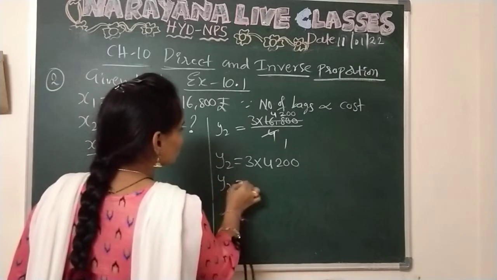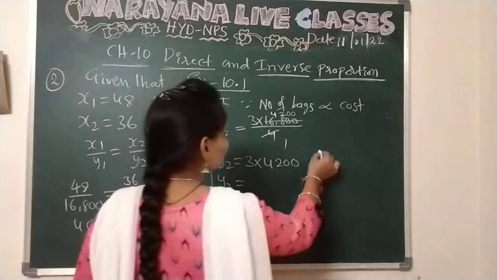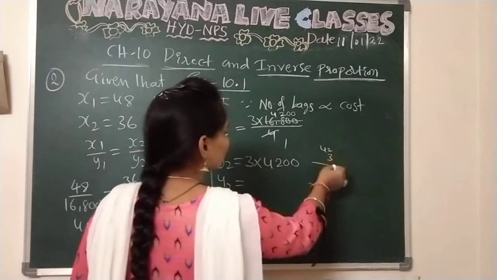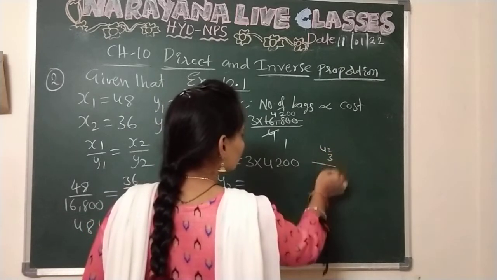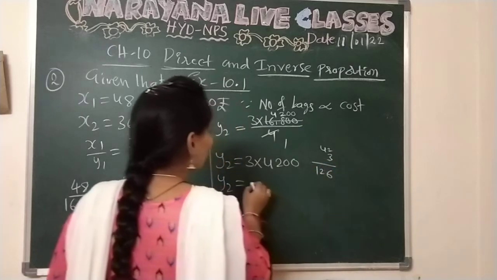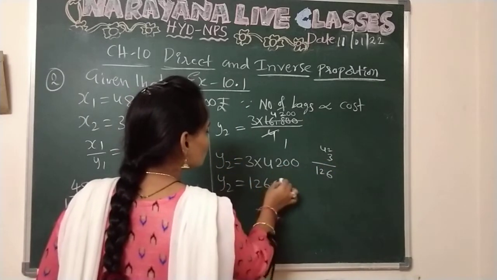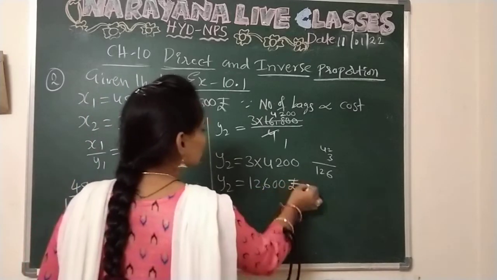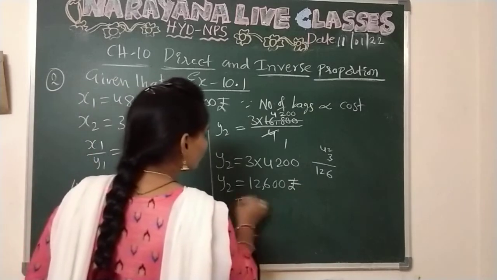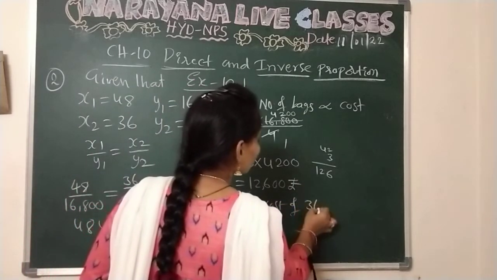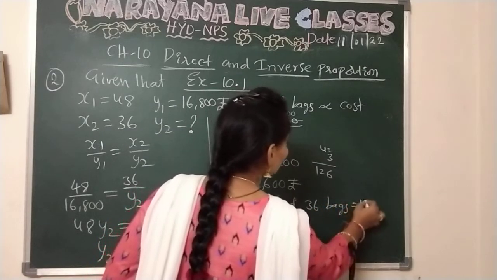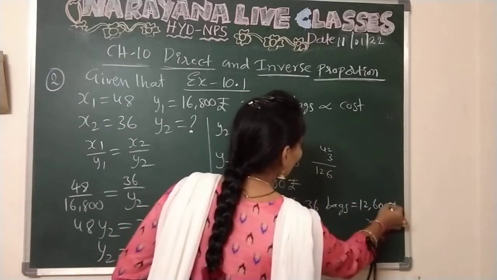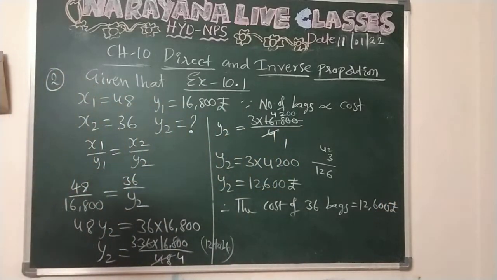Now y2 is equal to, you can do the multiplication. First take 42 into 3. 2 3s are 6, 3 4s are 12. Remaining 2 zeros as it is you can write. Now 12,600 rupees. Therefore the cost of 36 bags is equal to 12,600 rupees. Now take the screenshot. Next question I will explain.